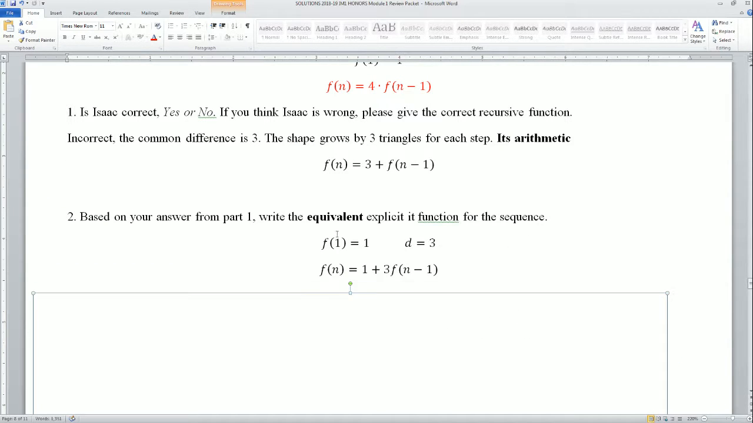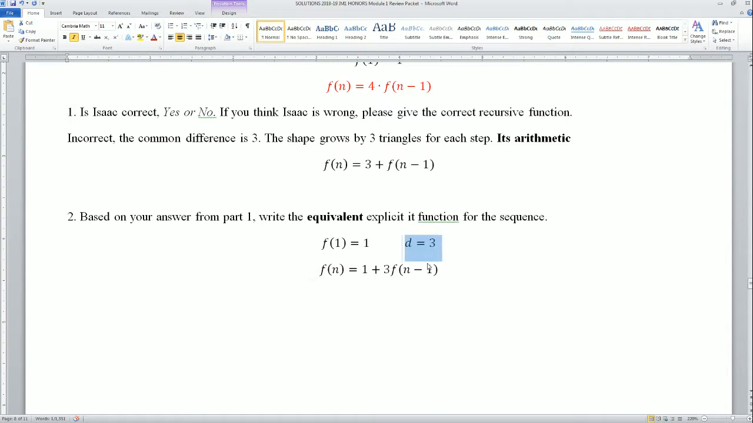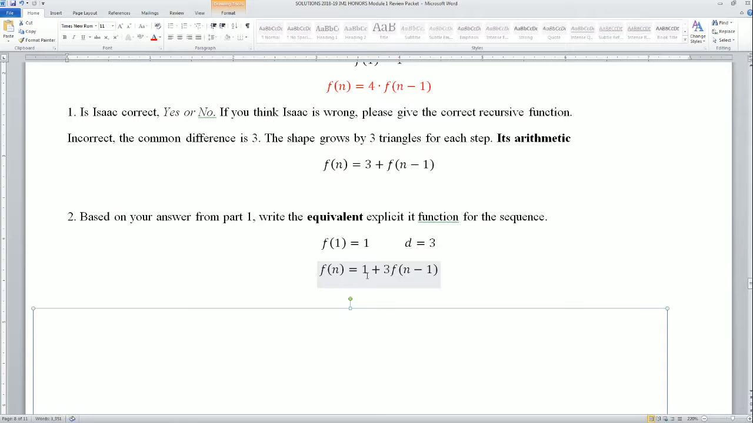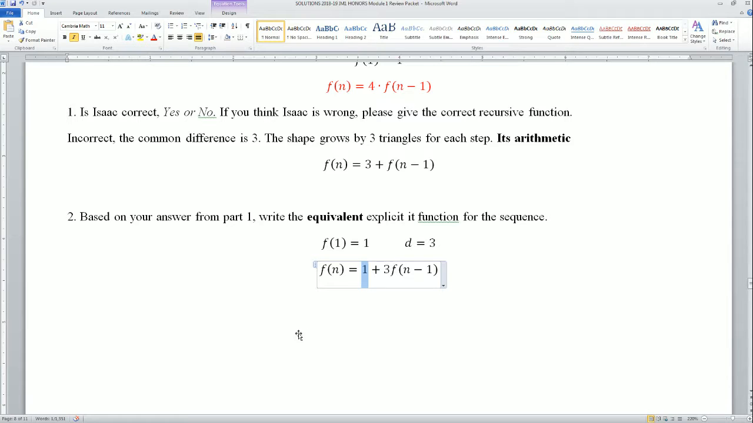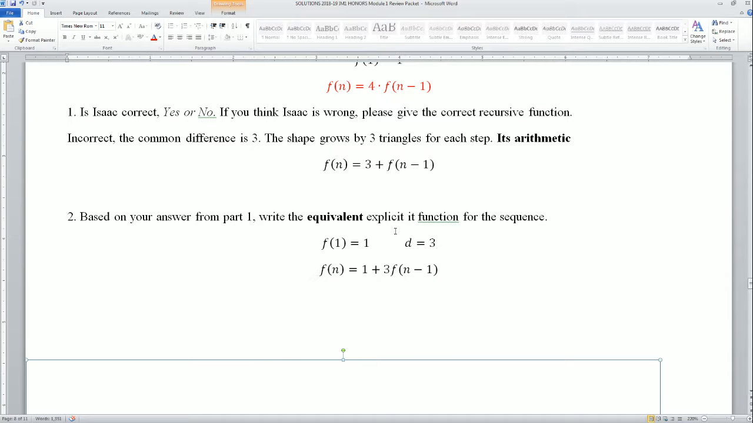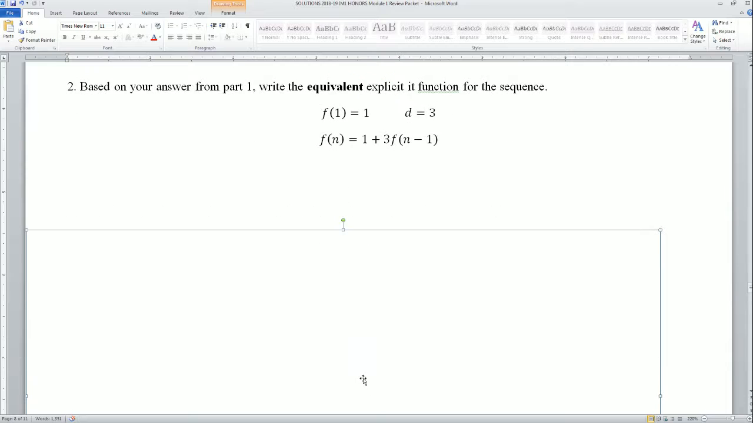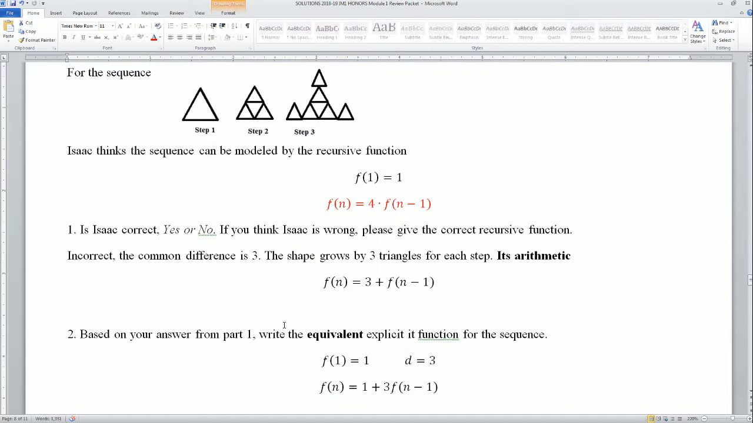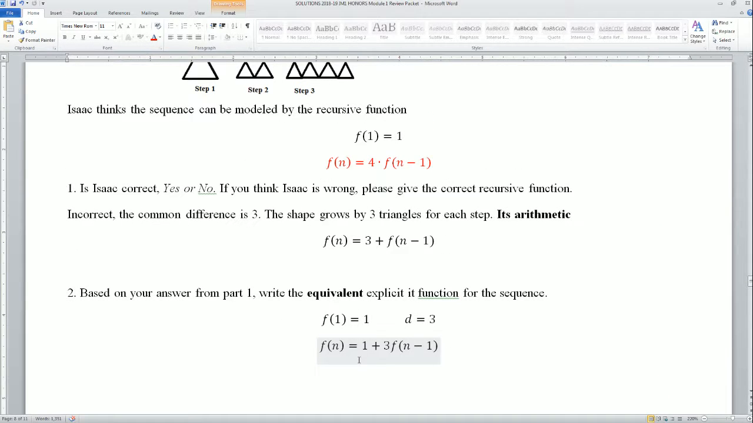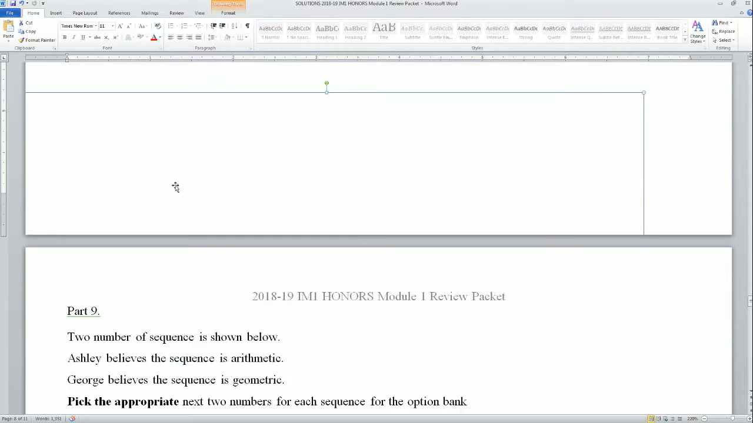Next, this would be the equivalent explicit equation. Your first term is 1, your common difference is 3. You could plug it into here: 1 plus your common difference times n minus 1. Sorry, this would be your proper explicit equation. You can't really put this into y equals mx plus b, but there you go. Alright, there you go.